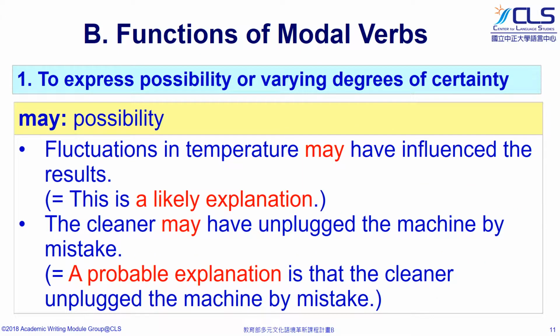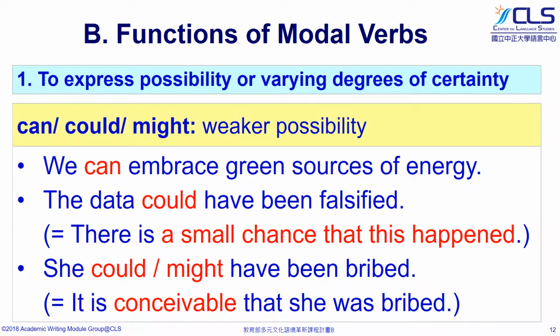The fourth, may, can express a possibility. As can be seen in both sentences, may indicates a likely or possible explanation. Finally, the modal verbs can, could, or might can be used to express a weaker possibility. For example, "we can embrace green sources of energy." "The data could have been falsified," or "she could or might have been bribed."